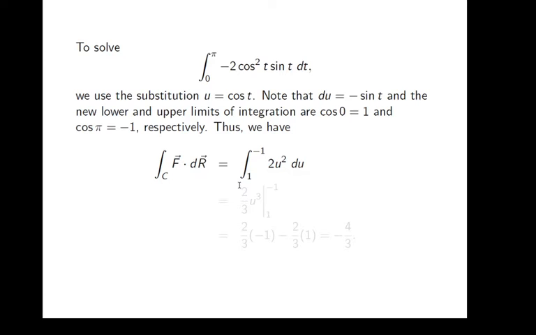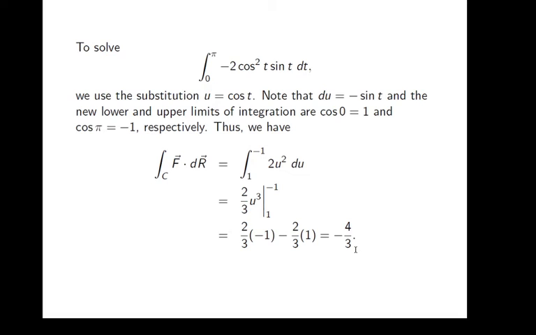And therefore, the line integral of F over C is equal to the integral of 2u squared du from 1 to negative 1. Now evaluating this integral, we obtain 2/3 of u cubed evaluated from u equals 1 to u equals negative 1. And so we obtain 2/3 of negative 1 minus 2/3 of 1, which simplifies into negative 4 over 3. So the line integral of F over C is equal to negative 4 over 3.